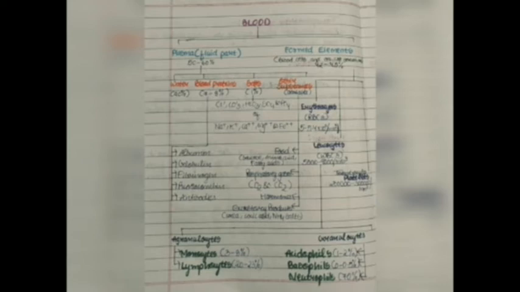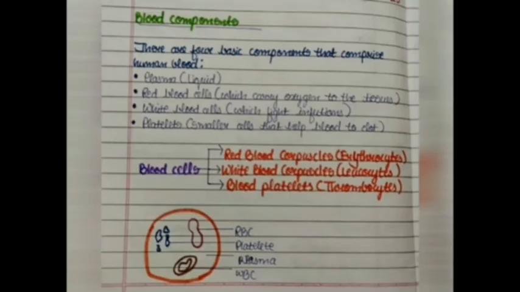Leukocytes are further classified into two categories: agranulocytes and granulocytes. Agranulocytes have two main types: monocytes and lymphocytes. And granulocytes have three main types: acidophils, basophils, and neutrophils. Let us understand about all these blood components in detail.